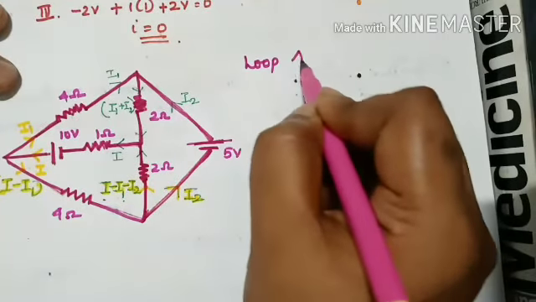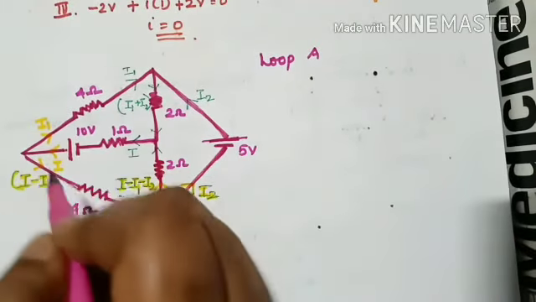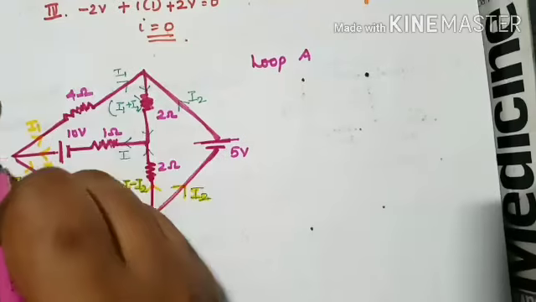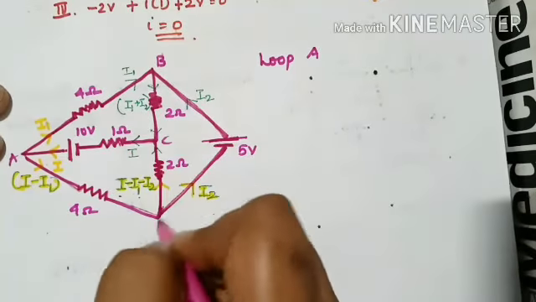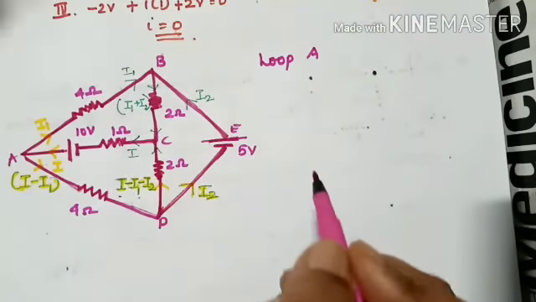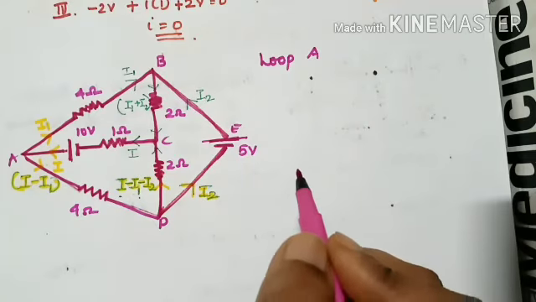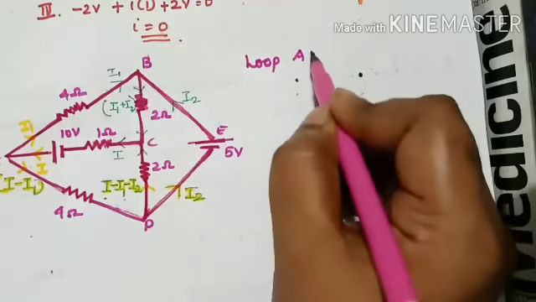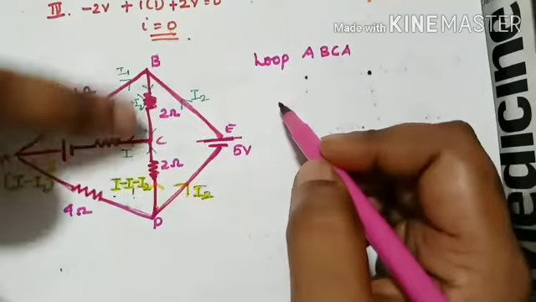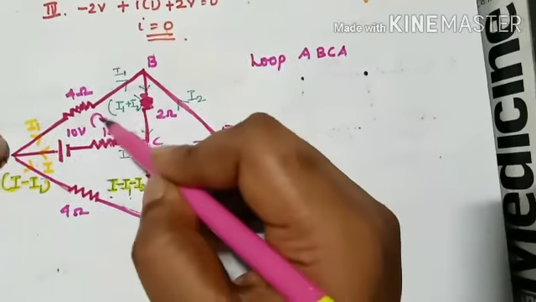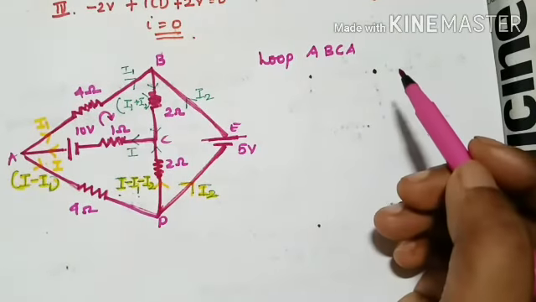That loop is A. Oh, we added the names, the names are there in the book. It is A, B, C, D, E. Let's take it like this. So loop A, B, C, A. Now A, B, C, A. I'm going in clockwise direction as normally I do.